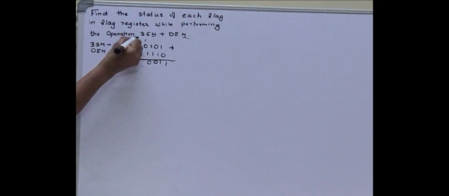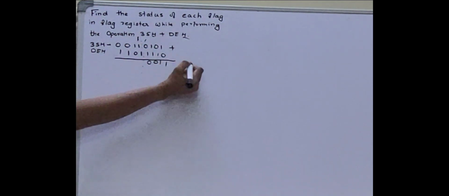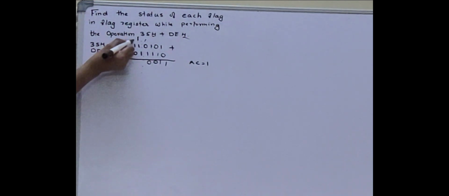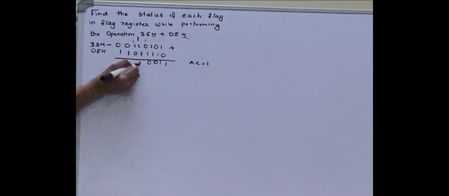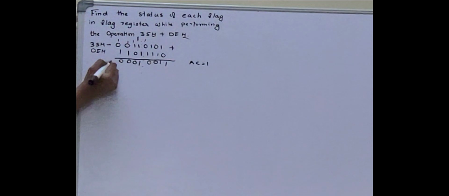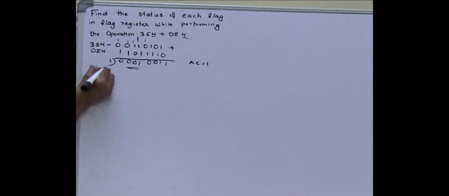So the carry is forwarded to another nibble. So auxiliary carry is equal to 1 here. Then 1 plus 1 is 0 with the carry 1. 0 plus 1 is 1. 1 plus 1 is 0 with carry 1. Then 1 plus 1 is 0 with the carry 1. So we get 0 0 0 1 0 0 1 1. So we have a carry, so the carry bit is equal to 1.